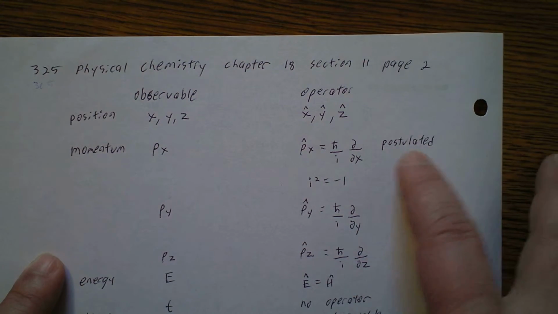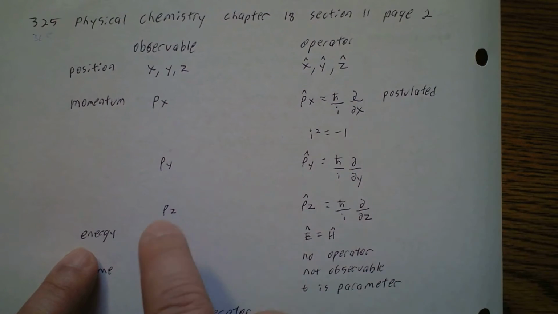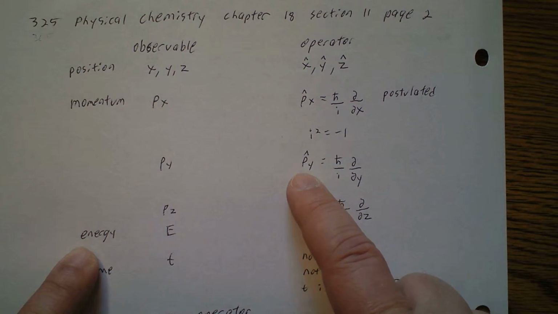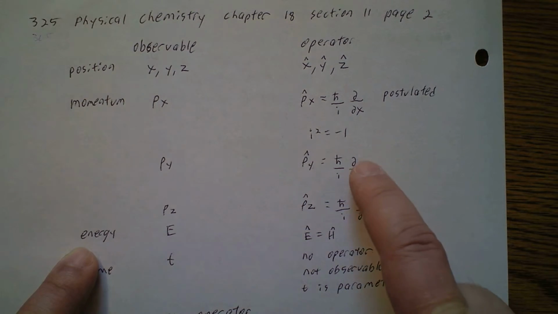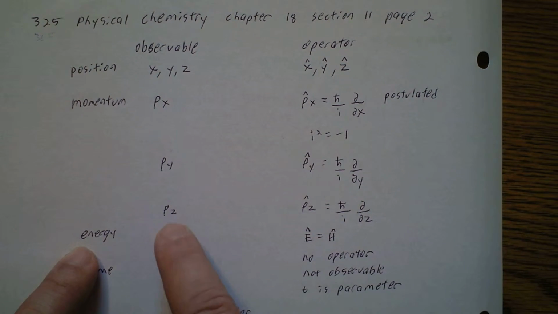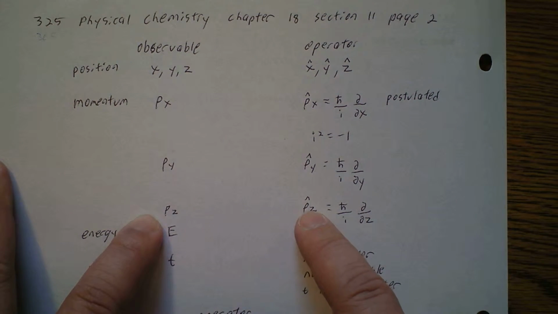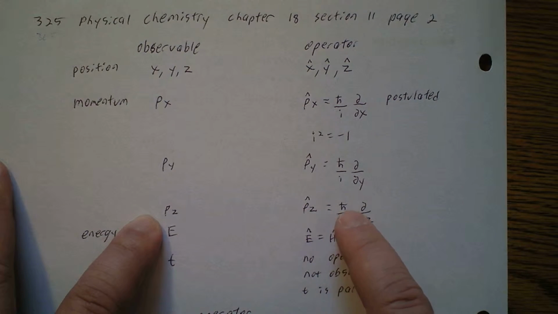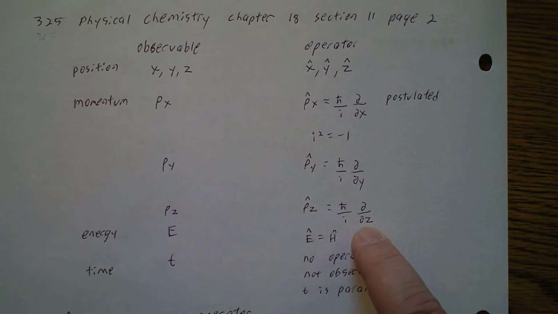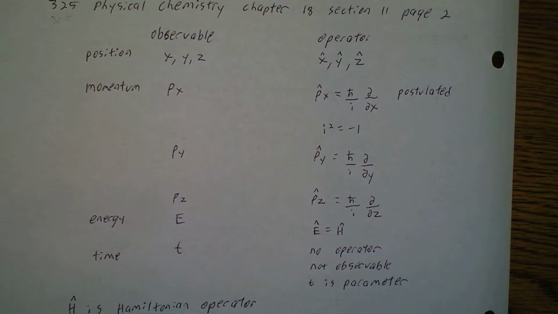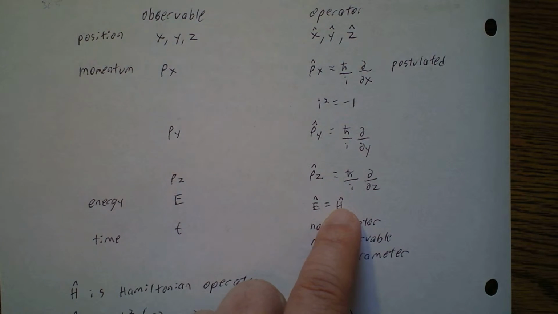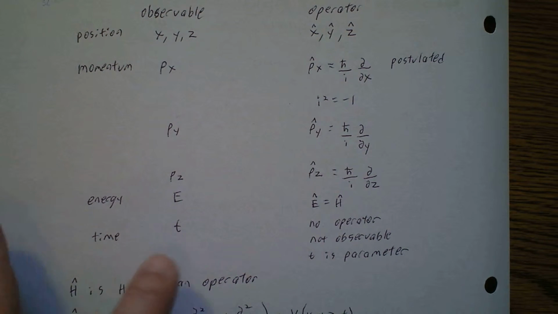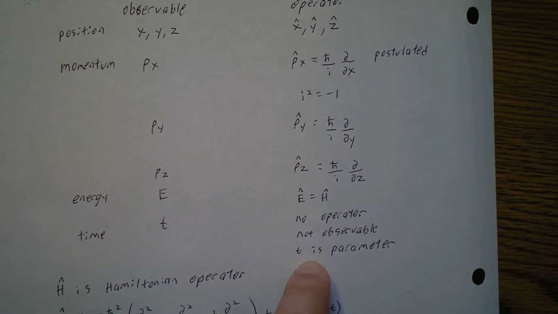And this is postulated. And remember, i squared is equal to -1. Likewise, for p of y, we have this p of y operator, and that's equal to h bar over i times the partial derivative with respect to y. And then, of course, same thing for momentum of z: the momentum of z operator is equal to h bar over i times the partial derivative with respect to z. So for energy, E, it's equal to the Hamiltonian operator, H circumflex. Now, then there's time. There is no operator because it's not observable.